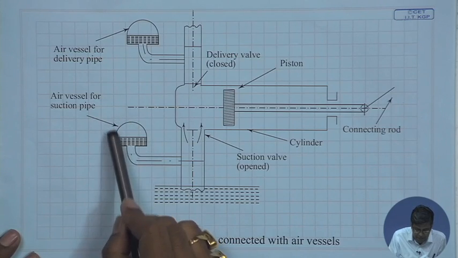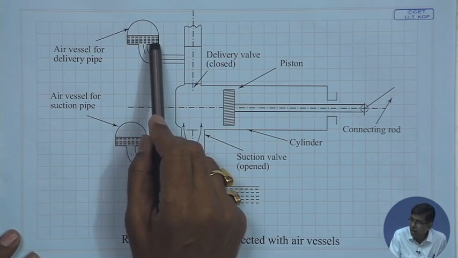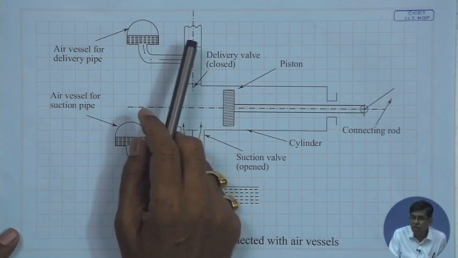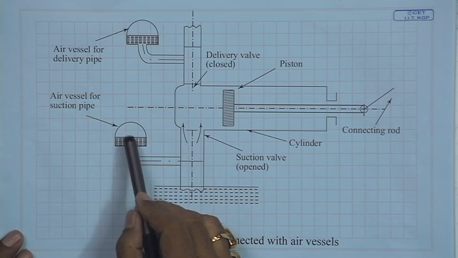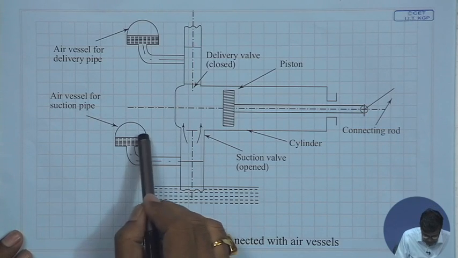Now these air vessels act like a flywheel. What is the function of a flywheel? A flywheel stores extra energy when it is given, and it has to be removed from the system, and it supplies extra energy when it is required. It can do so by its huge inertia. So here also this stores extra energy and gives extra energy by the compressed air.